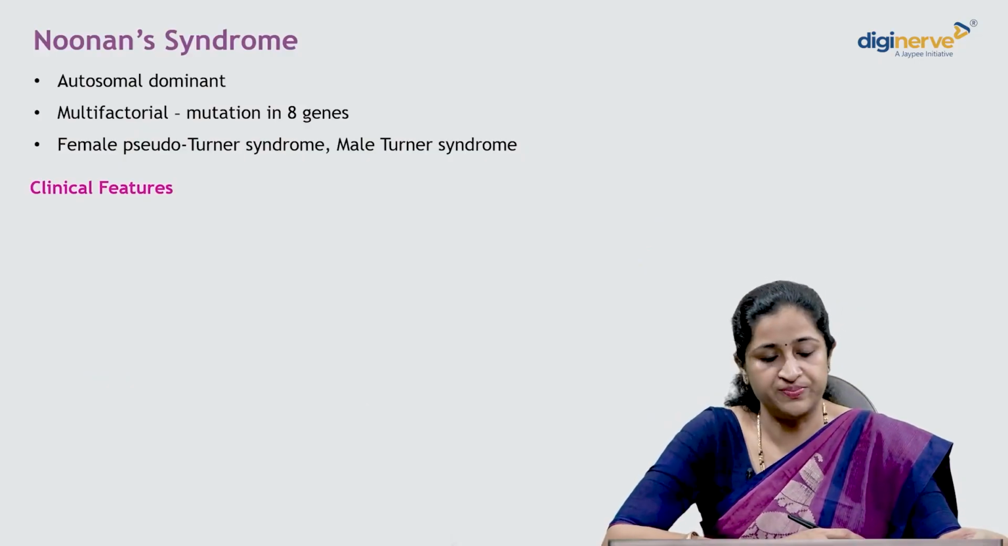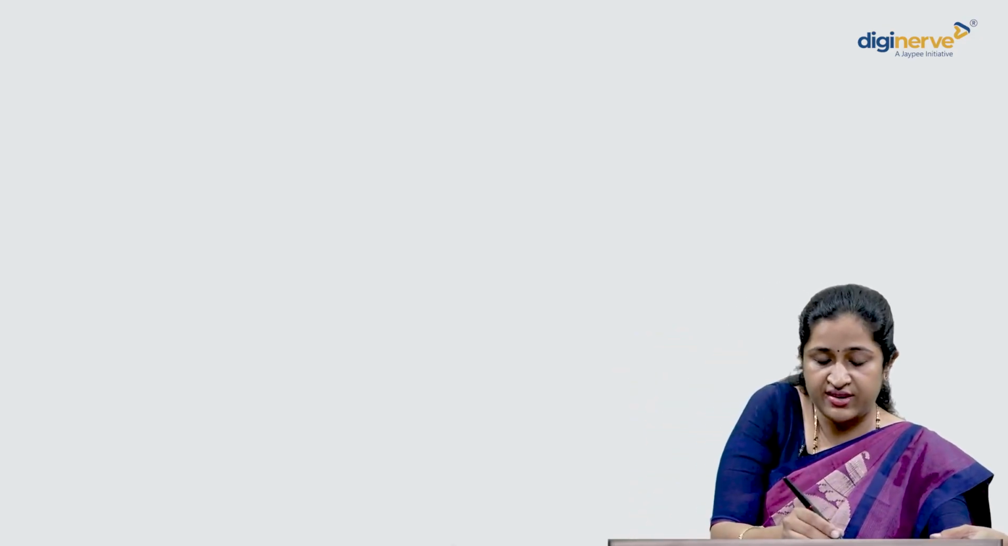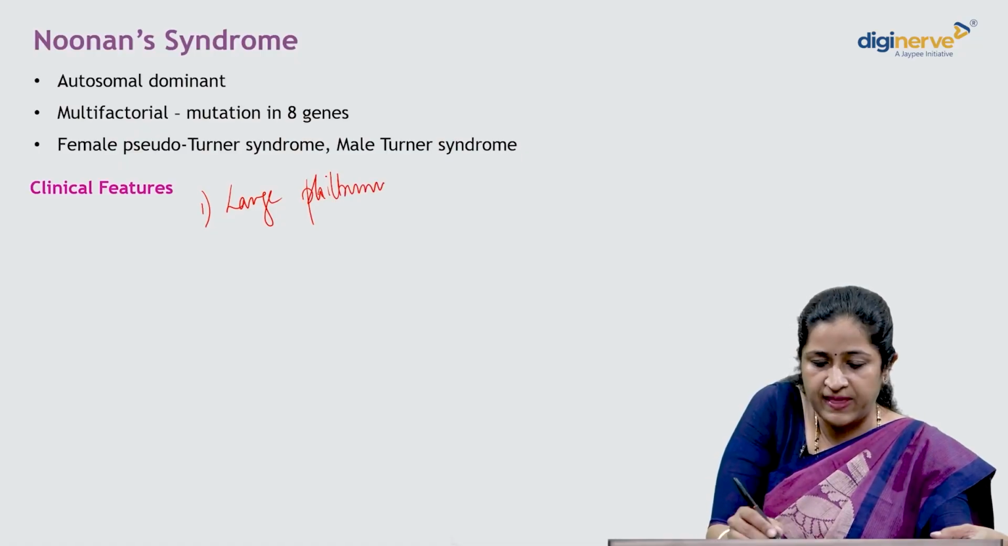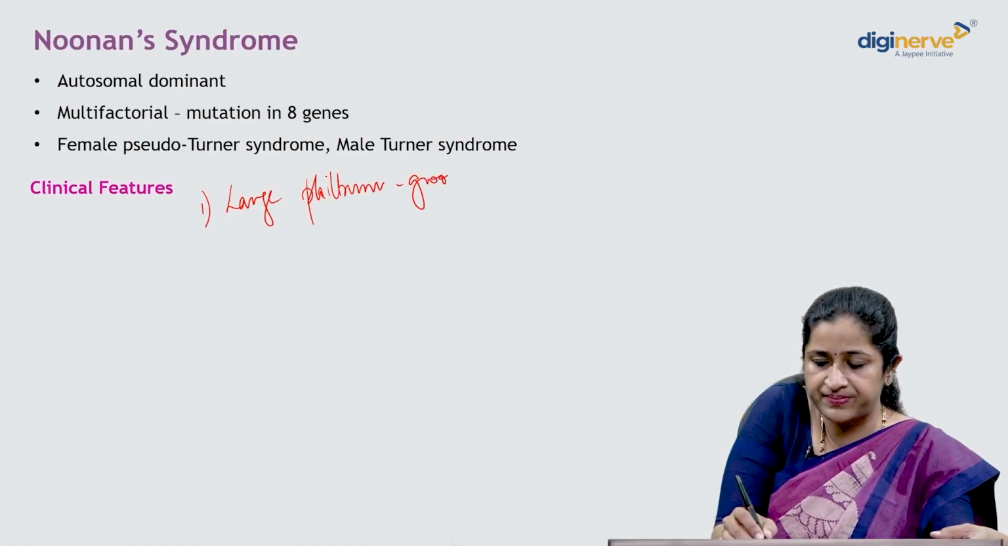Coming to Noonan syndrome. Noonan syndrome is an autosomal dominant syndrome. This has multifactorial inheritance with mutations in 8 genes. It is also called the female pseudo-Turner syndrome or the male Turner syndrome. Now, what are the clinical features? Clinical features are, you have a large philtrum with a groove. You have cryptorchidism.